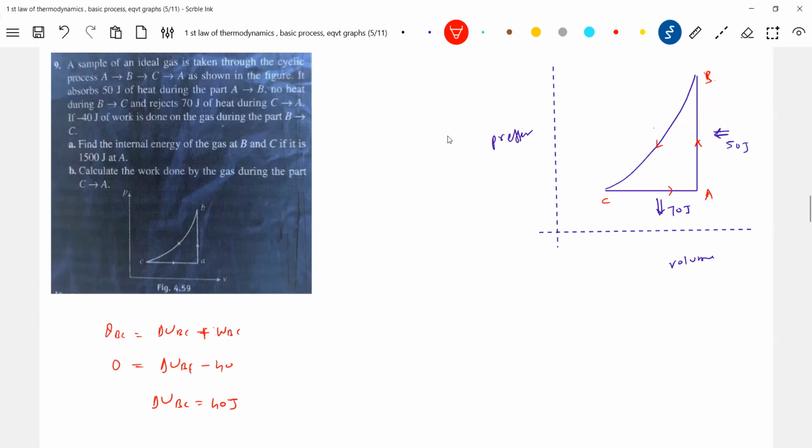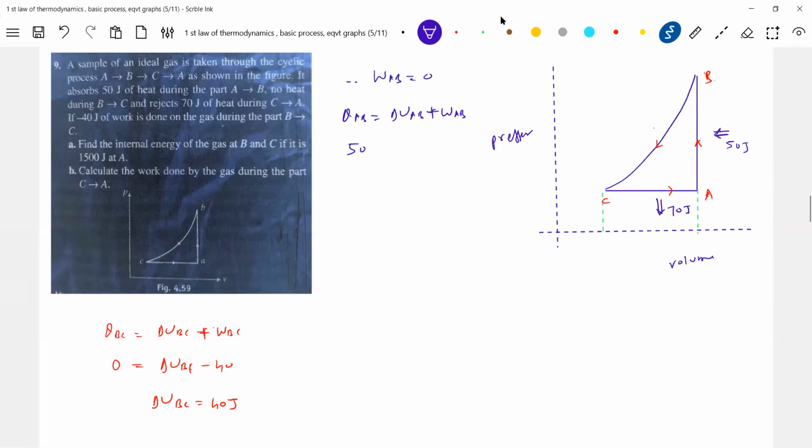What is work done in the path AB? Anybody wants to answer? Zero, sir. Should be zero, no? Why it should be zero? Delta V is zero, sir. Volume is constant, no? So therefore, no work is done. So one thing I'm making observation: WAB is zero. If WAB is zero, then QAB equal to delta UAB plus WAB.